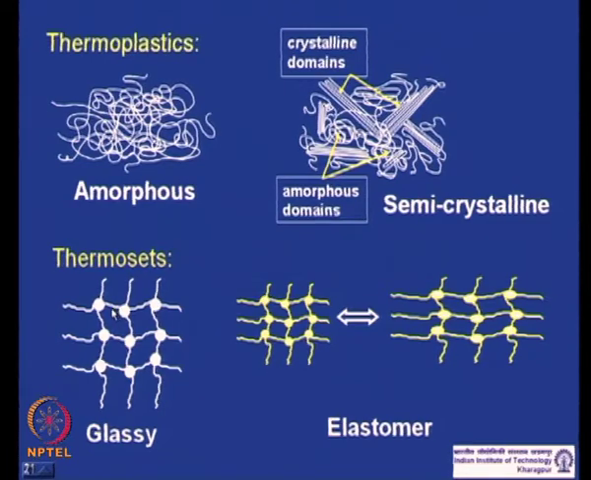Now, if these chains are below their glass transition temperature, that means they do not have any flexibility at the temperature of operation, then you cannot stretch the polymers, because they do not have the thermal motion. So, they are like glassy thermosets.